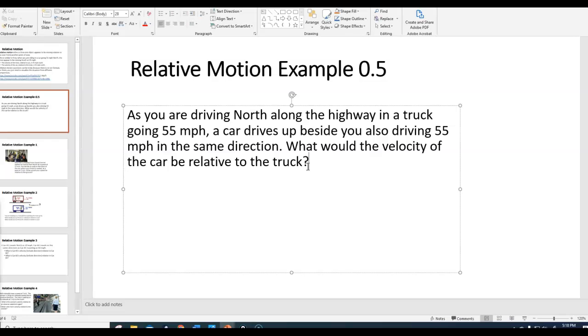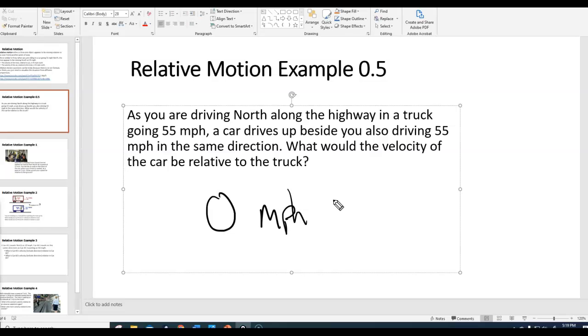It's going 55 miles per hour. You're going 55 miles per hour. So I would say that the velocity of the car relative to the truck would be 0 miles per hour, because from the perspective of the truck, it appears like the car is not moving.